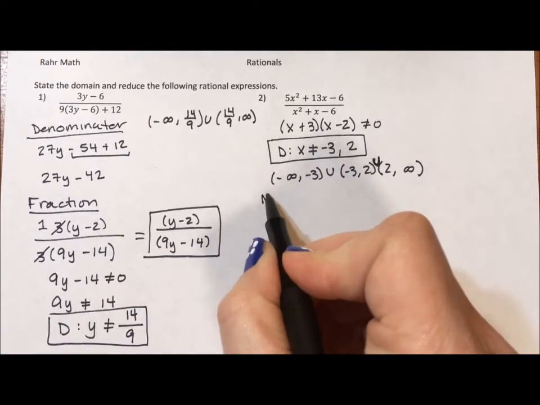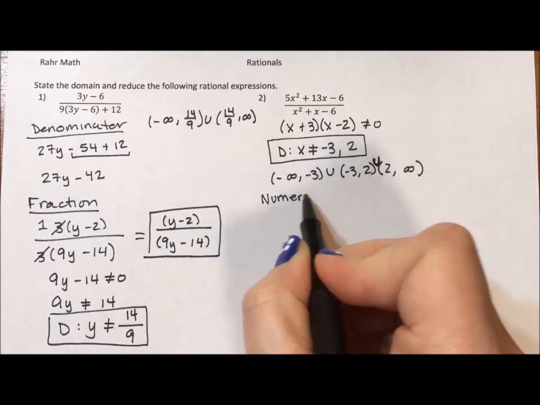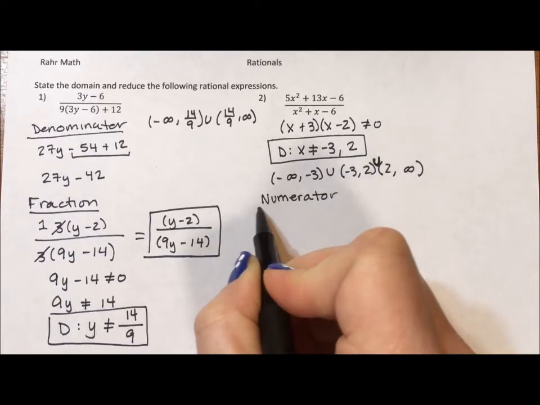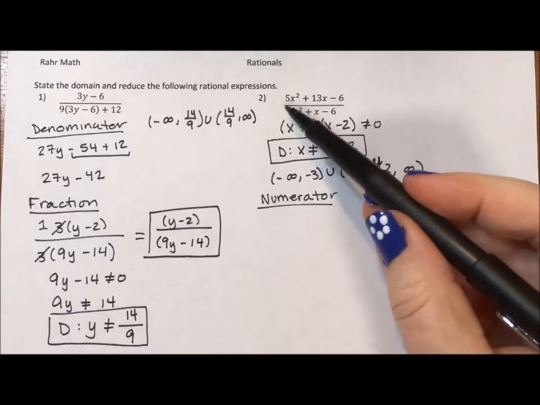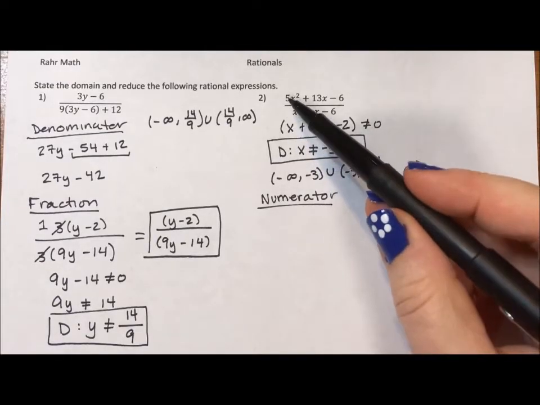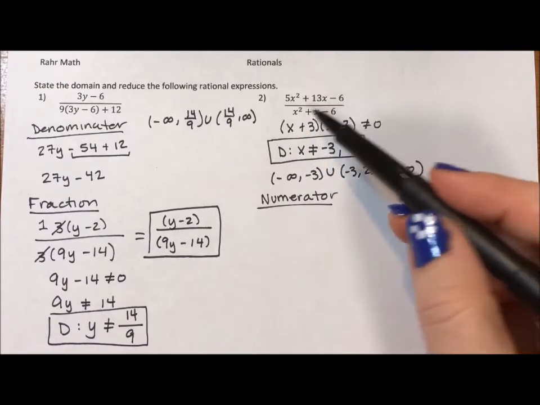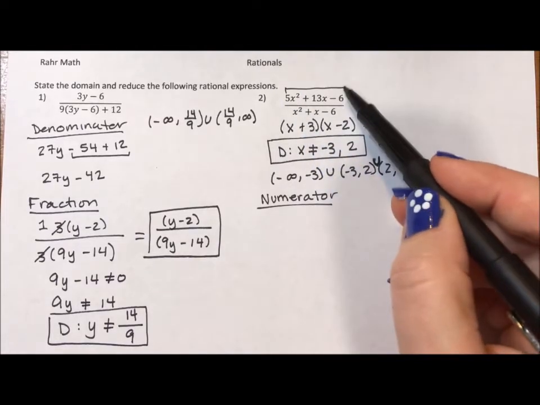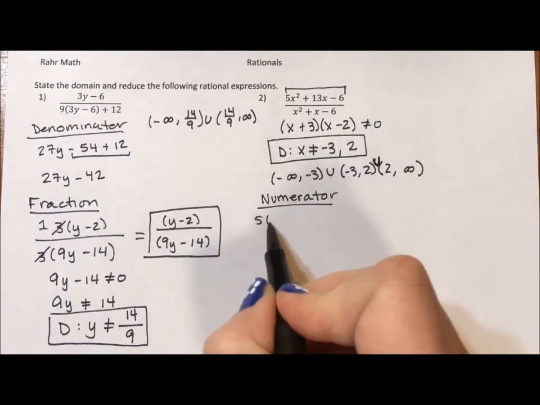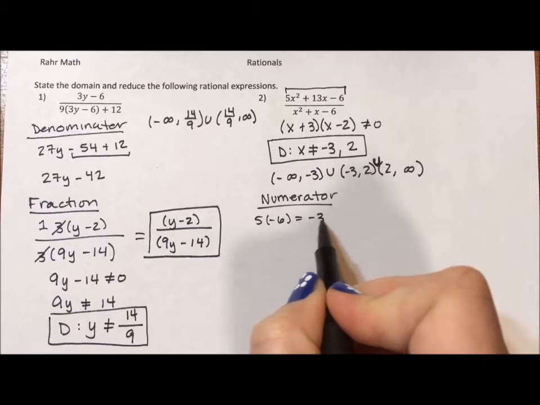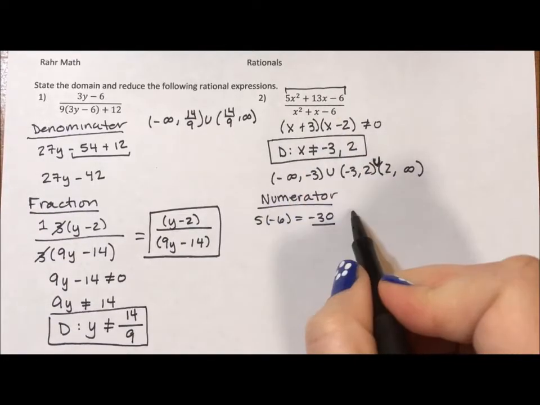Okay, now to reduce. Let's look at our numerator. I'm just going to focus on the numerator now because the denominator is factored. And the denominator was pretty simple because the number multiplied to x squared was 1. In the numerator, it's 5. So I'm going to do the AC, and the AC is where you multiply your extremes. 5 times negative 6 is negative 30, and find two numbers that multiply to negative 30 and add up to 13.